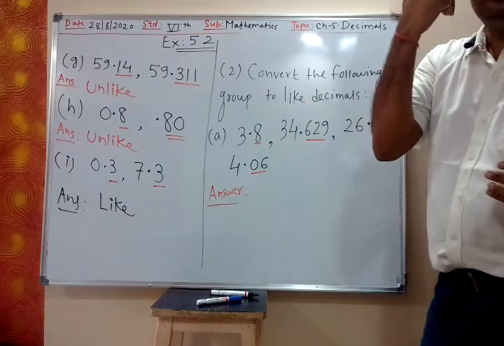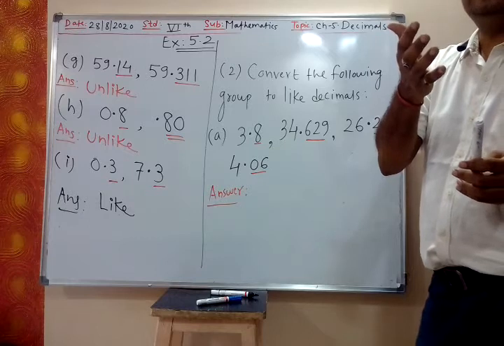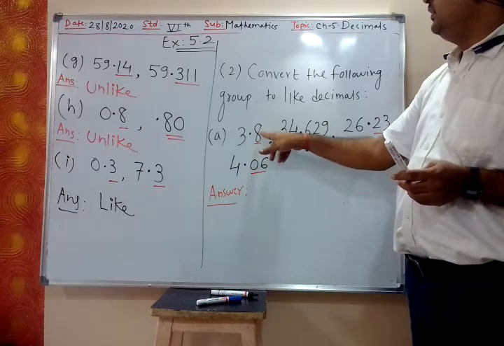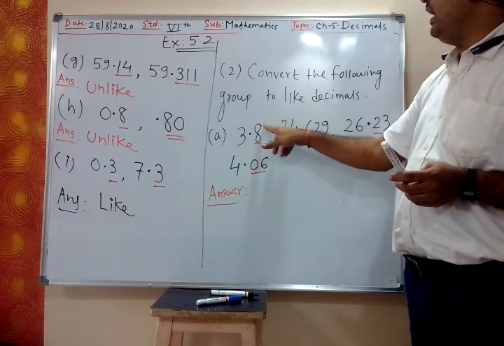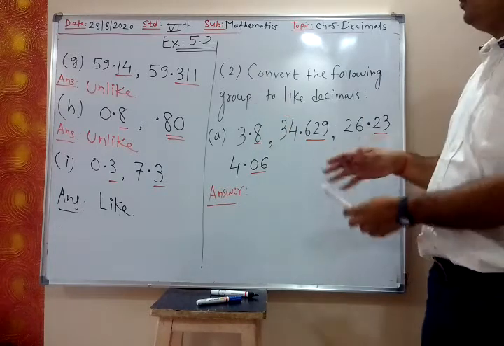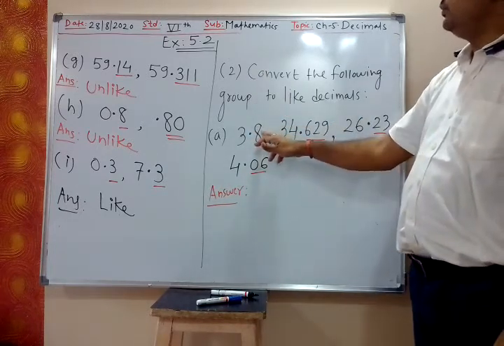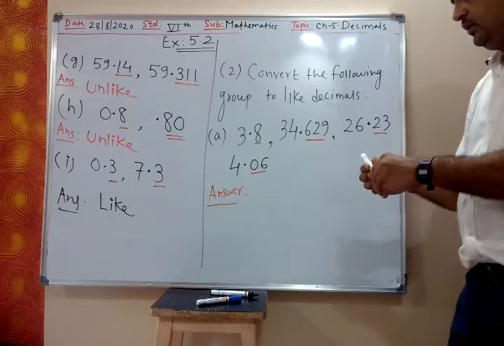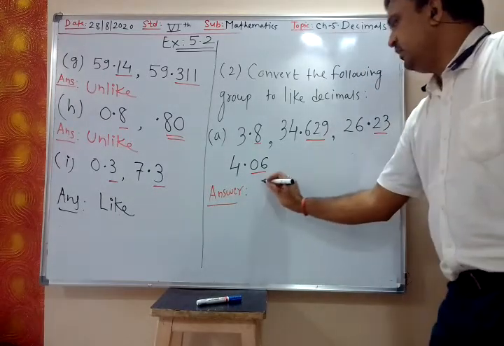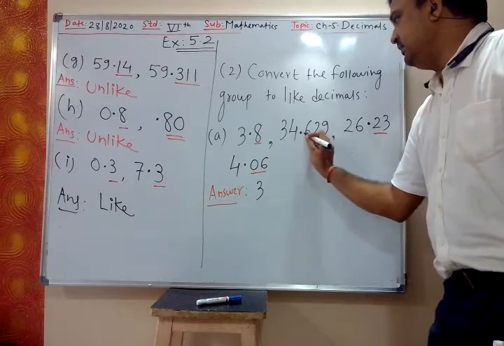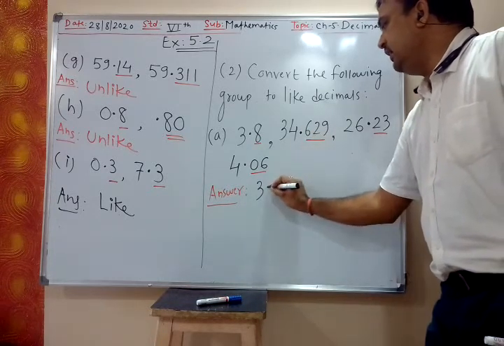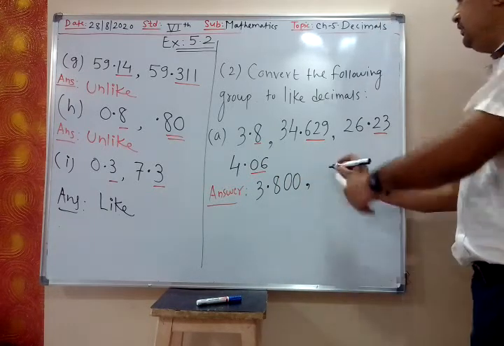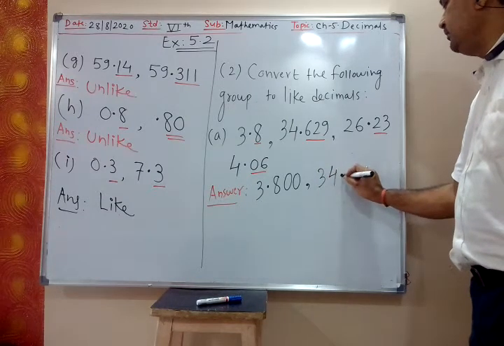So to convert them into like decimals, after the decimal I will make the digits 3. How do we make the digits 3? By adding 2 zeros to the right of the decimal, because the maximum digits is 3. So we write 3.8, then we add 2 zeros, 3.800. Then 34.629 will remain the same.